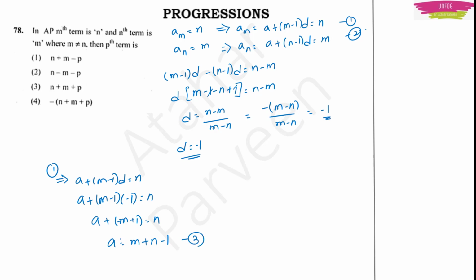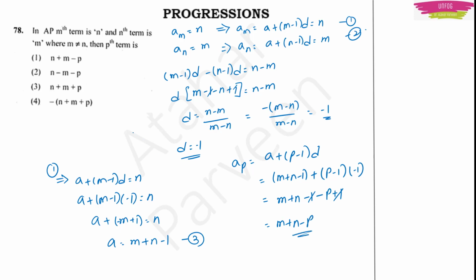Now you got a. Now you got d. You have all the things, right? Now you take ap. They want you to find the pth term, right? So ap will be equal to a plus (p minus 1) into d. In place of a, you write m plus n minus 1, plus (p minus 1). We don't know what is p. d we know. It is minus 1. This will be equal to m plus n minus 1 minus p plus 1. This 1 will get cancelled and you get m plus n minus p. This should be your right answer. m plus n minus p. Option 1 is the right answer.